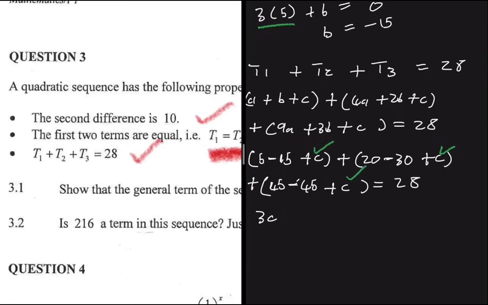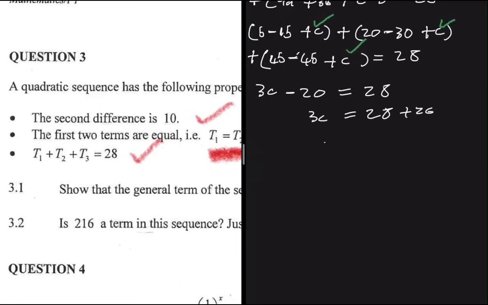Now we just need to add all the other constants, right? And when we do that, we get minus 20, right? And this is equals to 28. So we're gonna have 3C being equals to 28 plus 20, which is 48. And then we divide by 3 on both sides to get C is equals to positive 16.